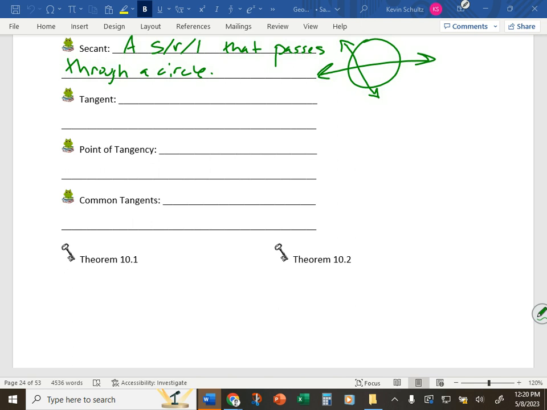Tangents, which is a little confusing because we already have a tangent definition with triangles. The tangent of a circle is a segment, ray, or line.